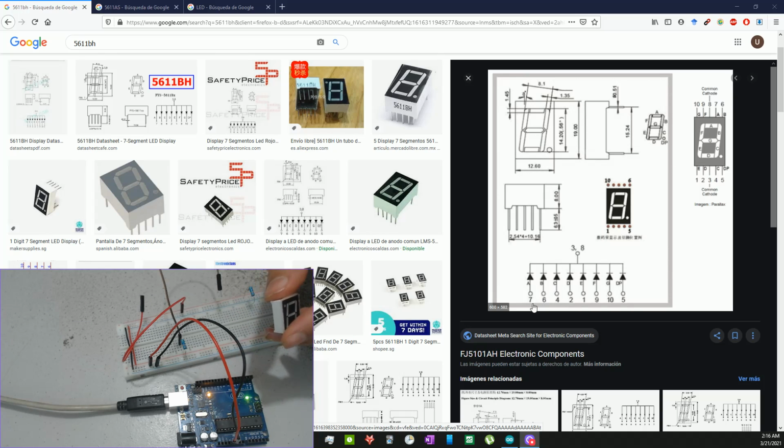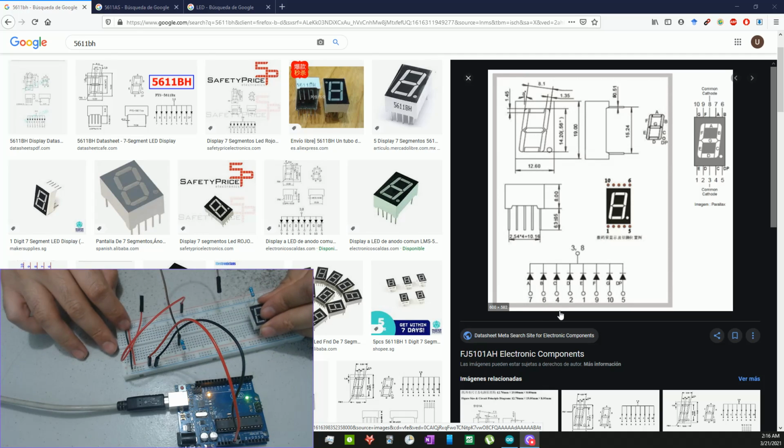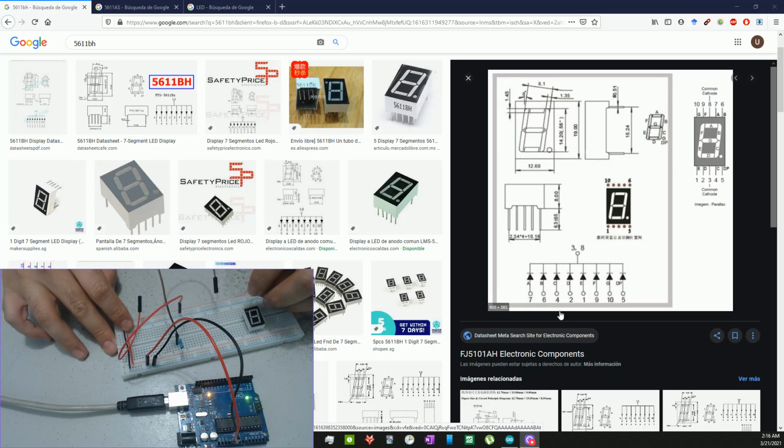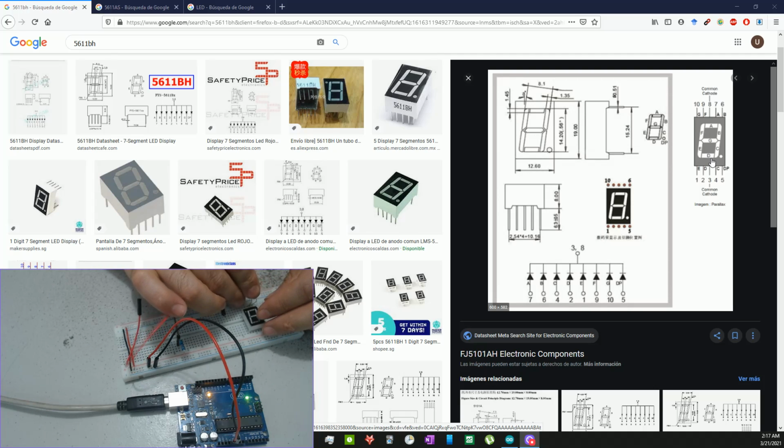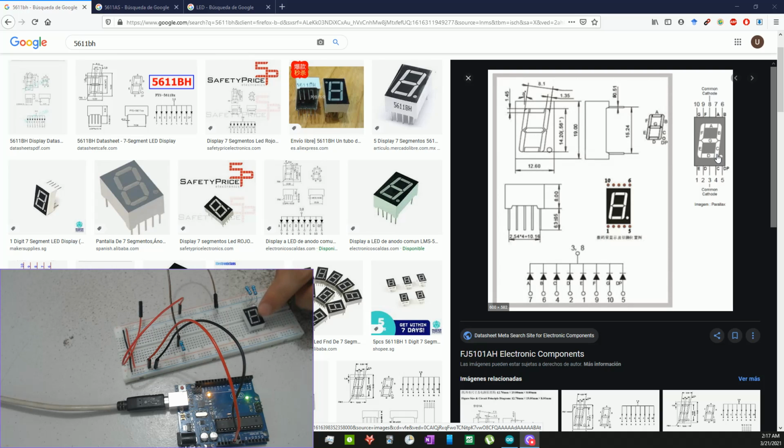We can provide resistance to the independent ports, something like this. Let me show you. This is the resistance for my element E. Then I need to provide the resistance for the element D. Then again for C and the P and so on. So we need to provide at least 7 resistance to limit the current through the 7 LEDs in my display.